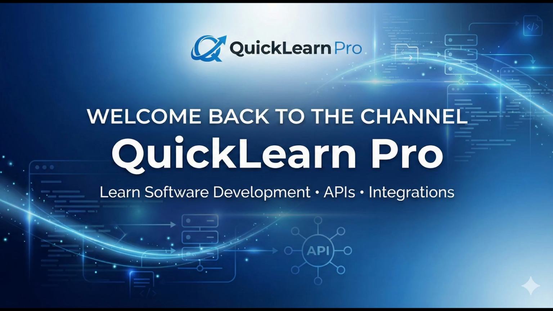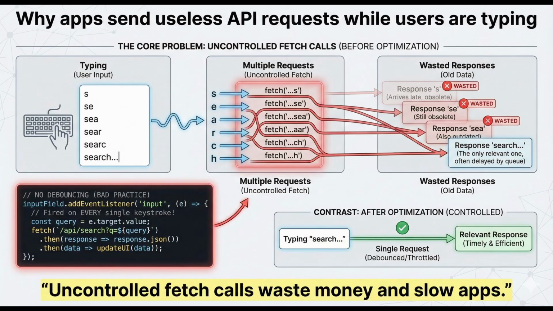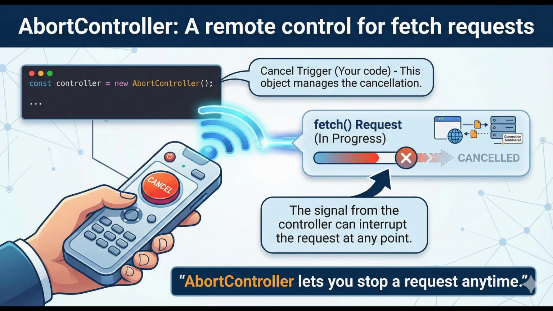Quick question. Have you ever watched your app fire API requests like crazy while a user is still typing? Search inputs, AI suggestions, database lookups, half those calls are already useless before the response comes back. So how do you cancel an API call that's no longer needed? That's exactly what we're solving today using AbortController. In this video, I'll show you how to cancel fetch requests the right way, using a real-world example like AI autocomplete or live search, so your app stays fast and you don't waste API money.